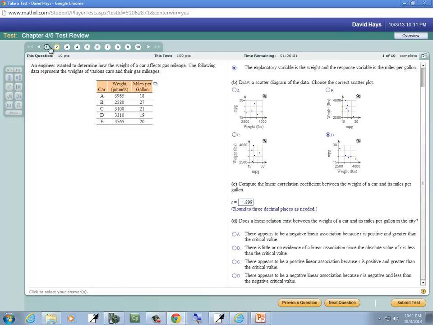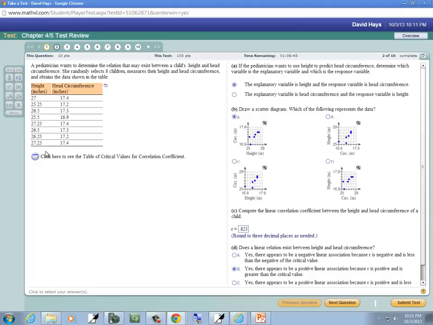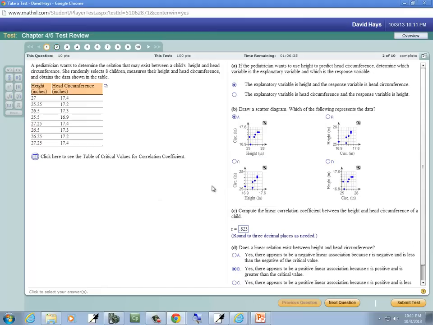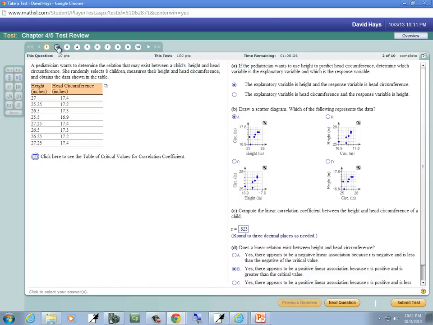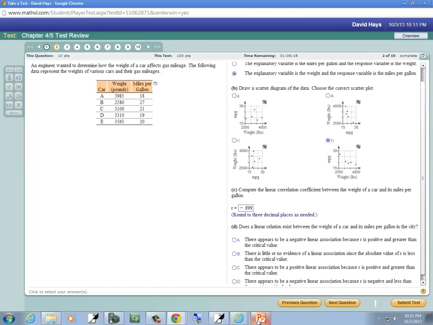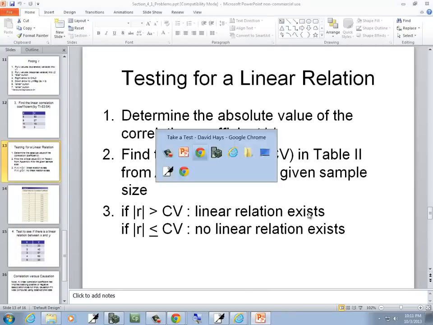If I can go back to the previous problem. Yeah, you sure want to leave this question. Yeah. Okay. We had 5 data points. So I'll come back here. And I want to click the table of critical values. And for 5, we got 0.878. So 0.878. If I come over here, if I take the absolute value of this, it is greater than that. So that means there's a linear relation. And again, what I'm going off of this right here, if the absolute value of R is greater than your critical value, linear relation exists.